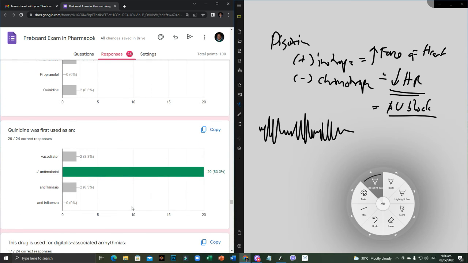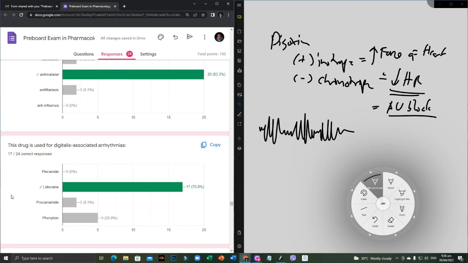Quinidine was first used as, very good, an antimalarial drug. So hydroxyquinidine, yung mga ganon, antimalarial drugs were derived from quinidine. So they also found out that quinidine pala, aside from being an antimalarial drug, can also be used for arrhythmia.